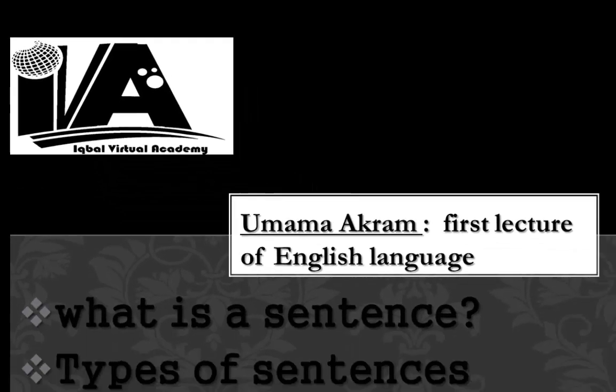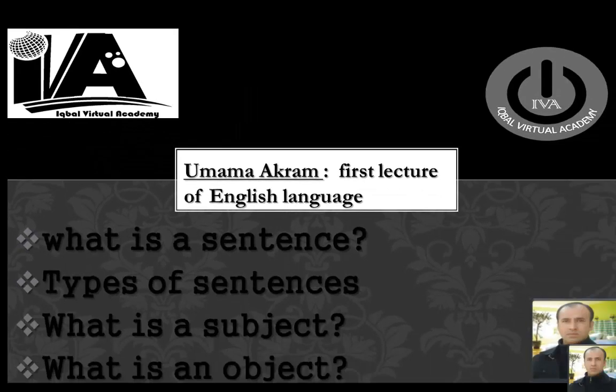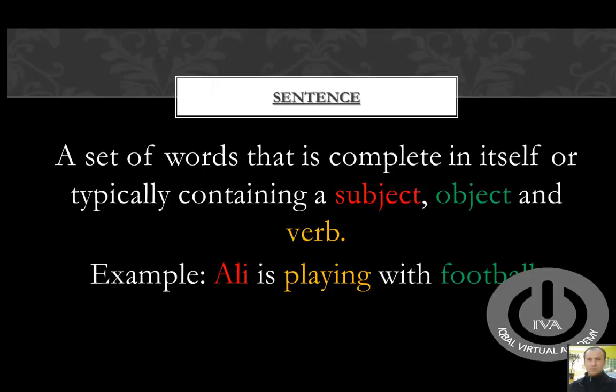Today is our first lecture of English language. So today we are discussing something basic about the English language, about the sentence. So let's go. First of all, what is a sentence? A sentence is a set of words that is complete in itself, typically containing a subject, object and verb. For example, Ali is playing with football. So here Ali is a subject, playing is a verb, and football is an object.